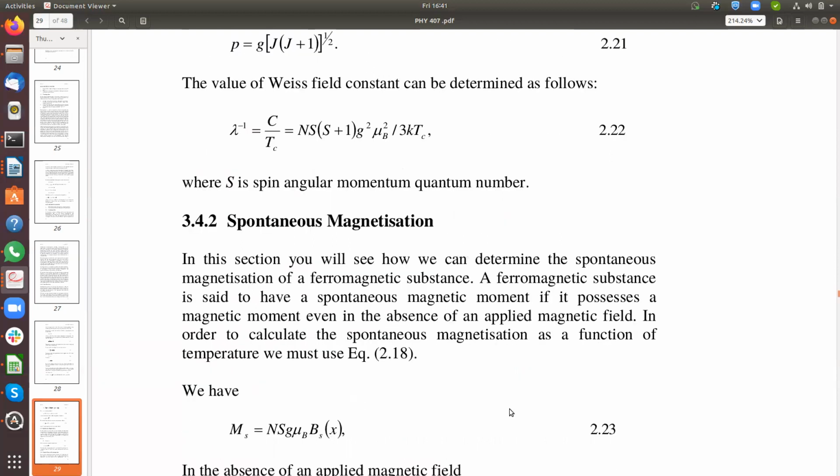Then we have spontaneous magnetization. In this section, we will see how we can determine the spontaneous magnetization of a ferromagnetic substance. A ferromagnetic substance is said to have a spontaneous magnetic moment if it possesses a magnetic moment.